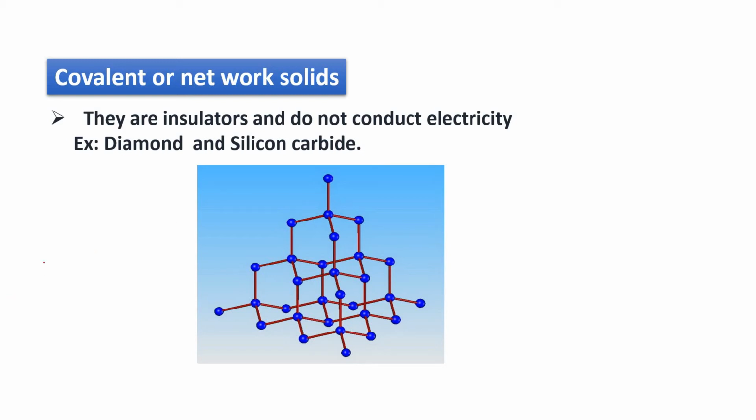Examples are diamond and graphite. But one exception is there: graphite is a good conductor, which we will discuss later. But generally covalent or network solids have no free electrons and no ions in movement, therefore they are non-conductors of electricity. Examples we are taking are diamond and silicon carbide. See, this is the giant structure we are going to observe for diamond here. It has a long range structure. Next, the network structure of diamond looks like this.